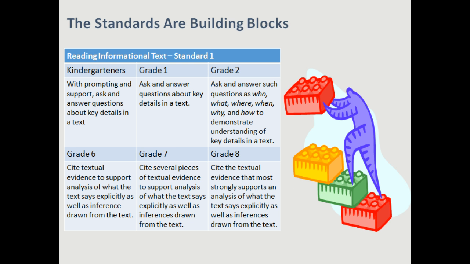The standards carefully build on each other through each grade level progression. Let's look at standard number 1 in reading informational text. In kindergarten, you would see a teacher prompting and encouraging students to ask and answer questions about important details in a text. By the end of first grade, you will notice that students are expected to ask and answer basic questions about important details without so much prompting and support that was offered in kindergarten. And by grade 2, students are taught to expand the range of questions and answers to include the 5 W's: who, what, where, why, when, and how.